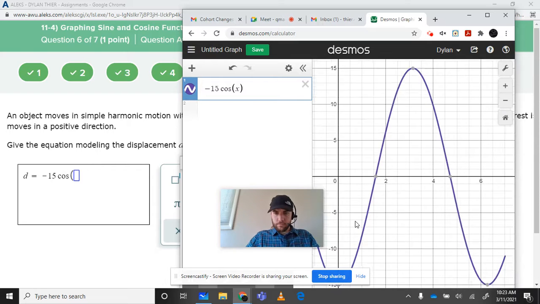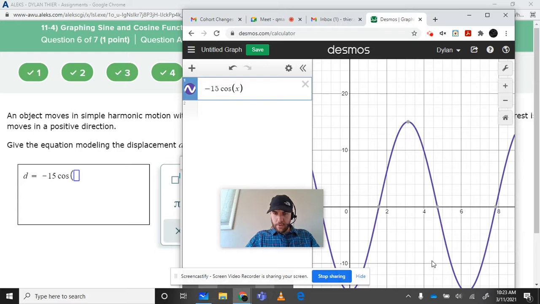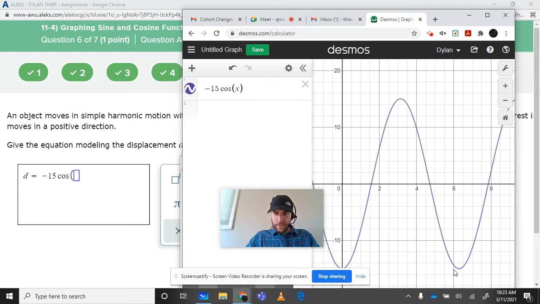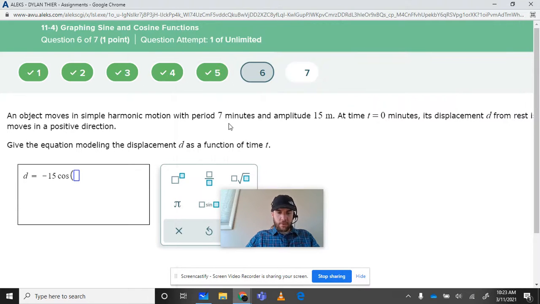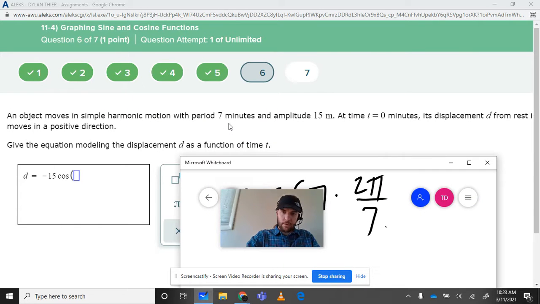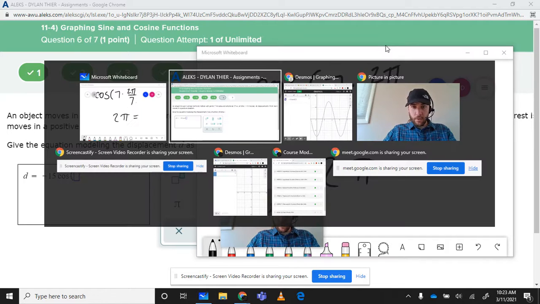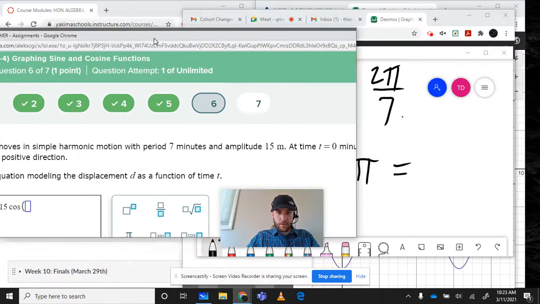There we go. Okay, so we typically have our period at 2 pi, but we want that moved over to 7. So we want 2 pi to equal 7, just what we said before. Or sorry, we want, what am I trying to say here? Why am I confusing myself?